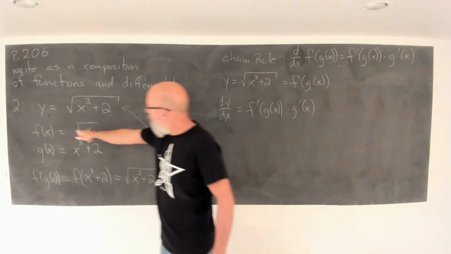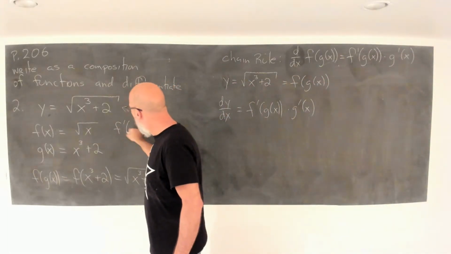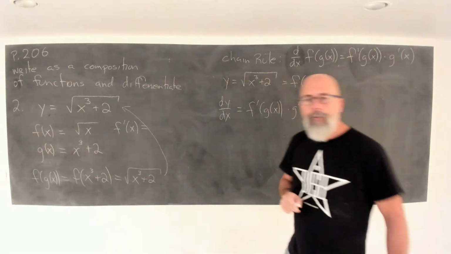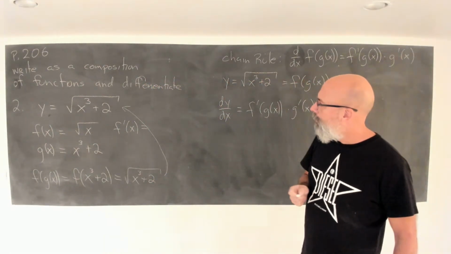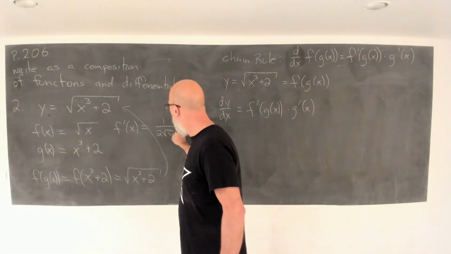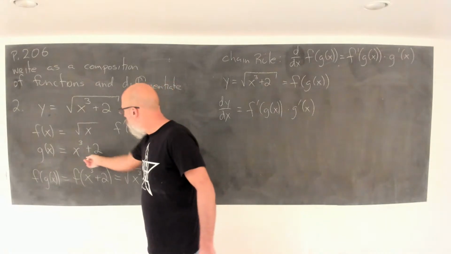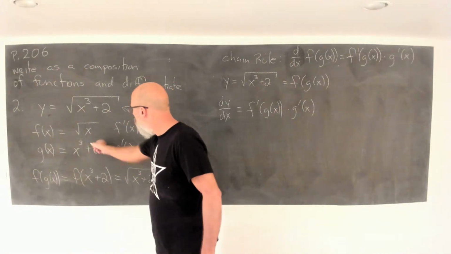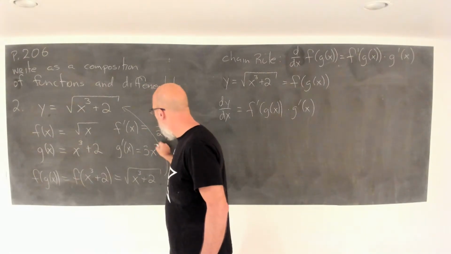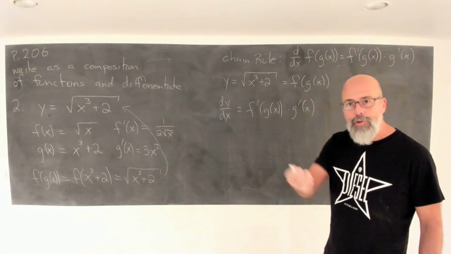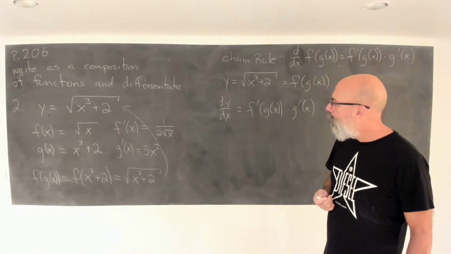But if this is f of x, you know very well what the derivative is. The derivative is 1 over 2 root x. And if this is g of x, you know what that derivative is. That's just 3x squared. You've decomposed it into simpler functions whose derivatives you're familiar with.